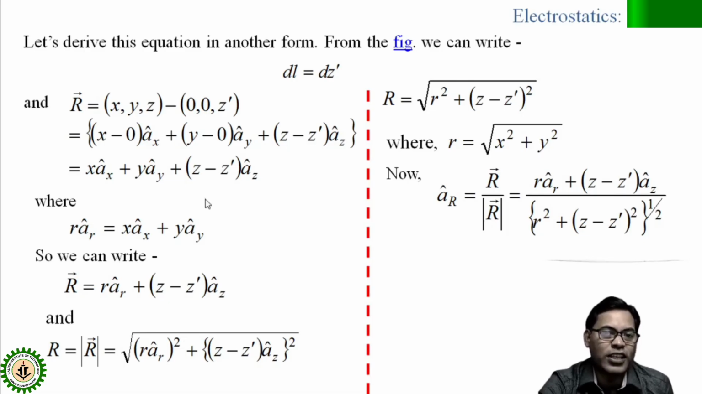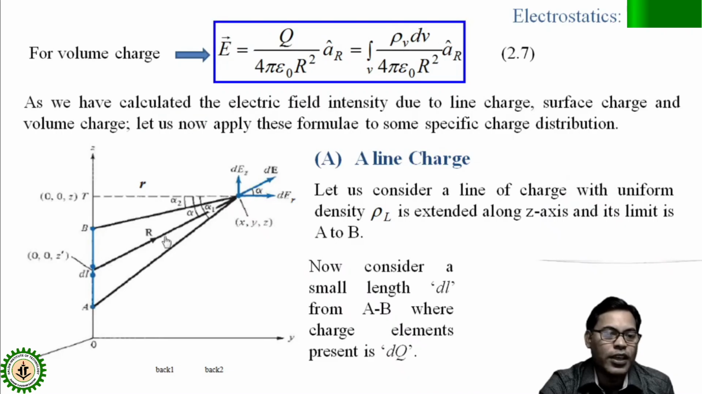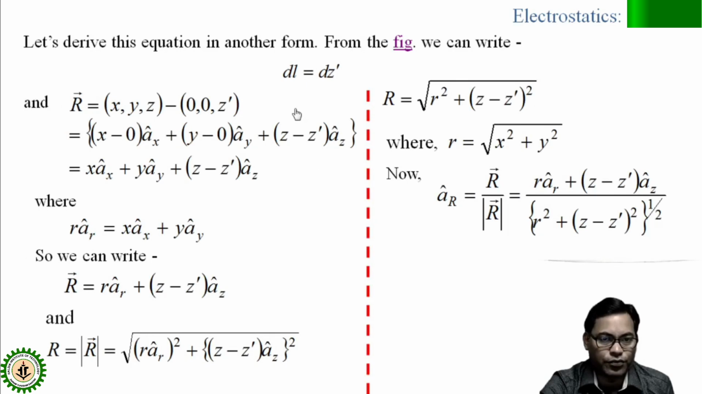So let us consider that from the figure we can write dl equals dz prime. Here dl is very small, and its coordinate is z prime. So from that we have the expression dz prime, so dl equals dz prime.